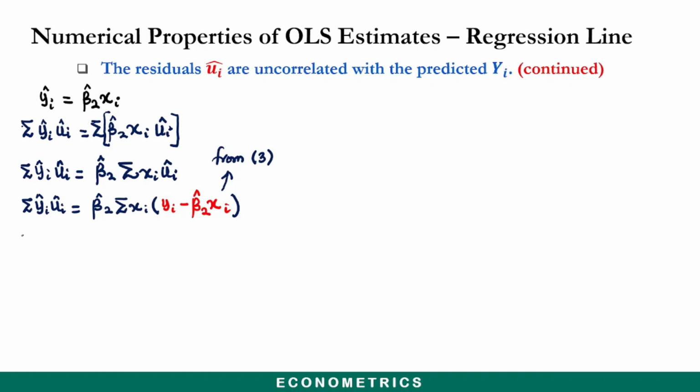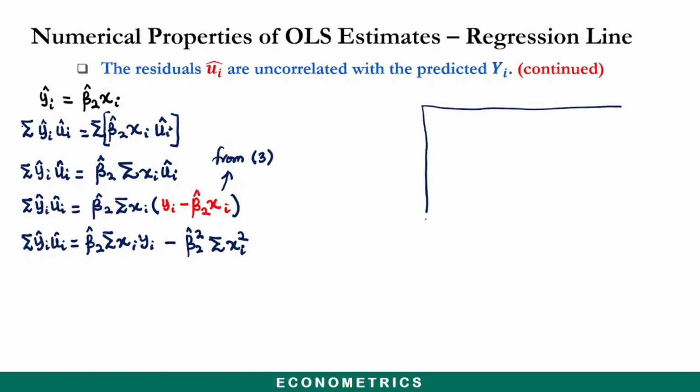So once we have this, now the sum of ŷi ûi equals, we go ahead and expand the bracket. So we are going to have β2 hat the sum of xi multiplied by yi, then minus β2 hat squared, then the sum of xi squared. So we go ahead and expand this bracket like that. Now there is something that I need to prove here for you to see that on the right hand side, the term on the immediate left and that of the right are the same. And so let's try to separate that proof here.